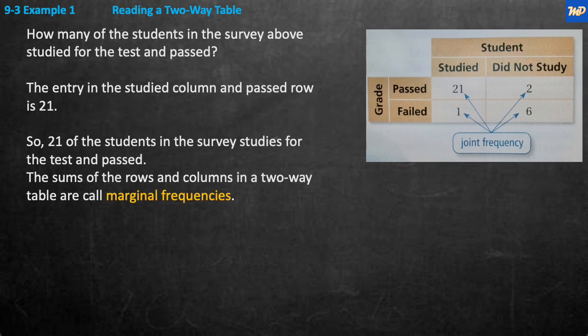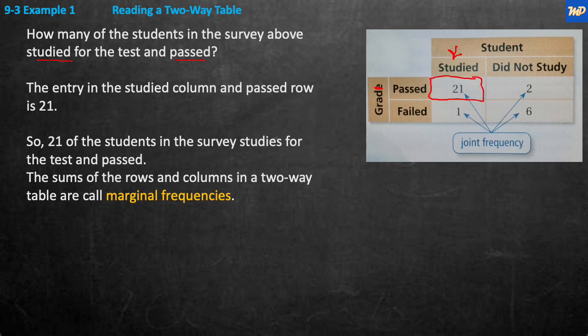Okay, example 1, reading a two-way table. How many of the students in the survey from above, I brought it into this slide, you can see it right here on the right, studied for the test and passed? It's an interesting question. If you studied, did you pass or not? Well, you look in the entry studied column and passed row. So I look in the studied column because I want to know students that studied and passed, and the passed row. And that's right here.